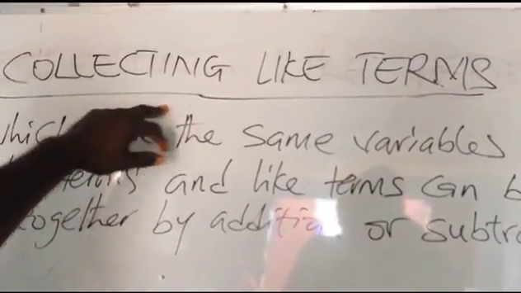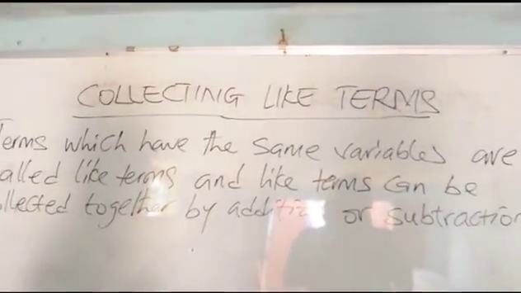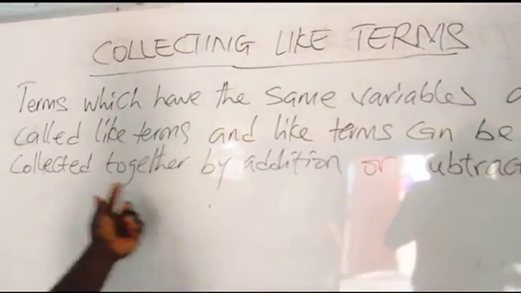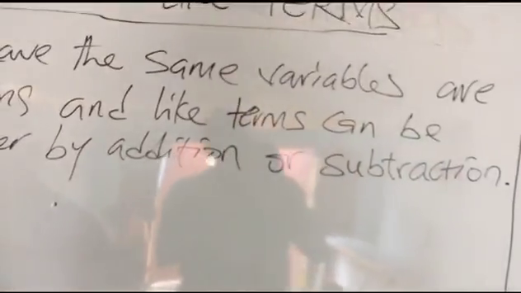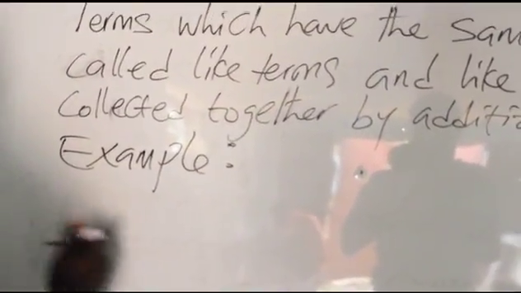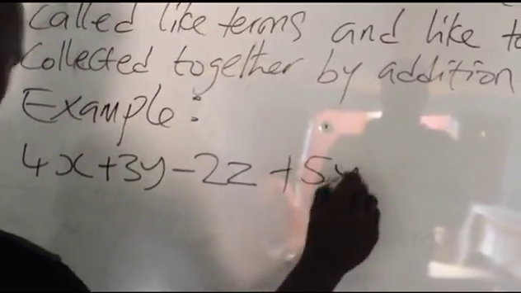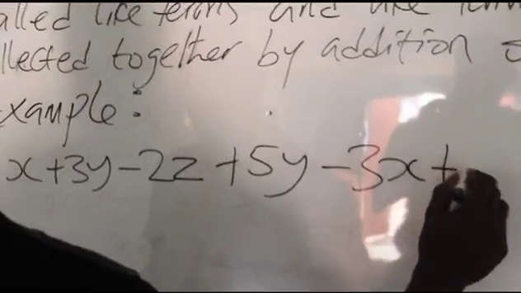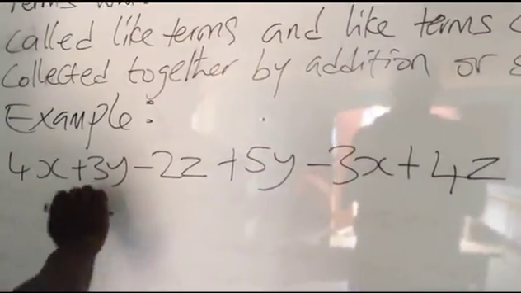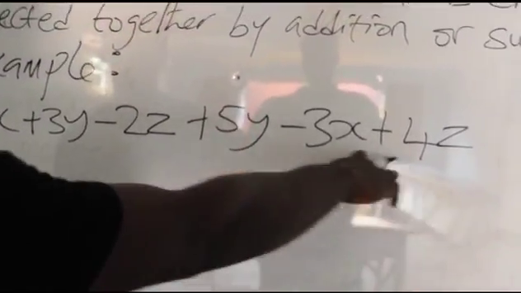So what we have here is collecting like terms. This is all about collecting terms that have the same variables together. So terms which have the same variables are called like terms, and like terms can be collected together by addition or subtraction. Example: 4x plus 3y minus 2z plus 5y minus 3x plus 4z. So these are the terms. This is 4x term plus 3y term minus 2z term plus 5y term minus 3x term plus 4z term. And this can be rearranged.